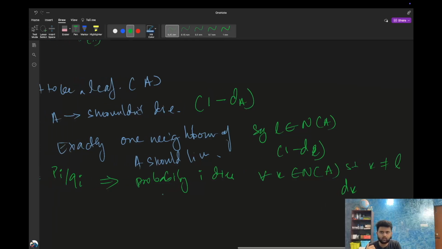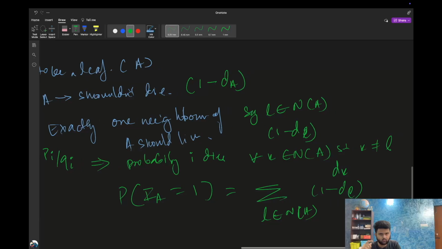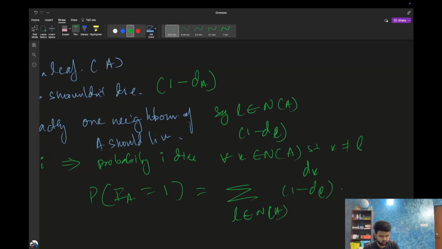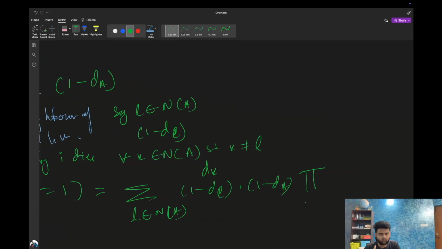So the probability of I_A equals 1 is equal to the summation over all L belonging to the neighborhood of A of 1 minus d_L, being the probability of it living, times 1 minus d_A, and then you have the product, where the big pi is a product, over all K in the neighborhood such that K is not equal to L, of its probability of dying.